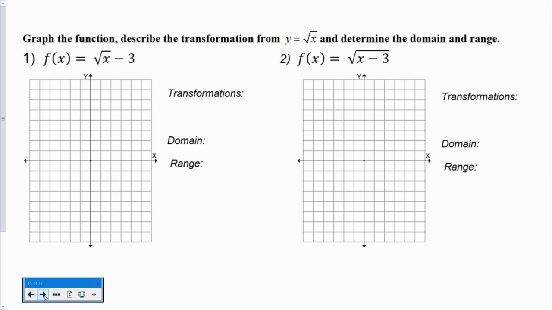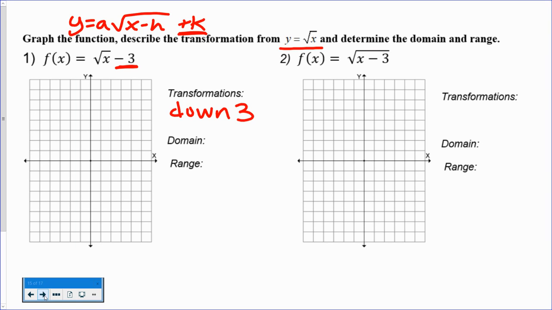So in these next two, we're going to look at how they are different than just my parent graph. What are those transformations that are being done, and how does that affect the domain and range and what the graph looks like now. So this is your general form. So my plus k is that minus 3. So it's a -3. So that's going to move everything down 3.